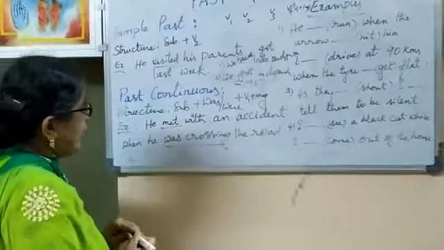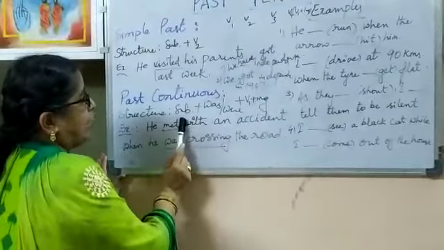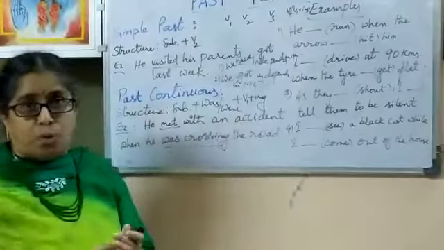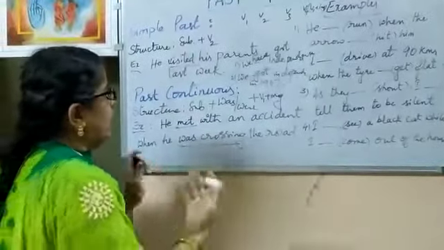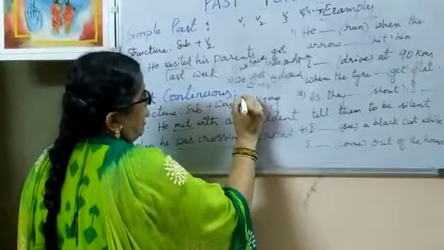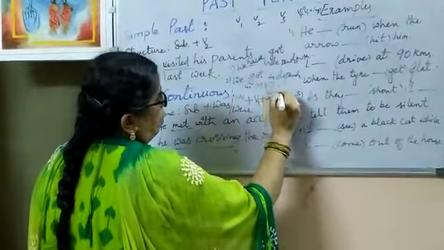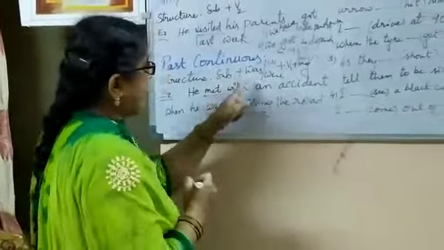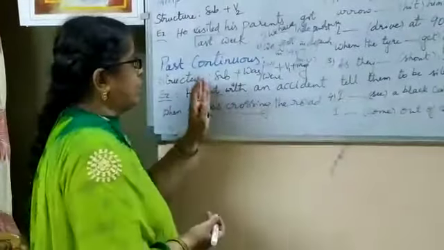Now, past continuous structure is subject plus was or were plus V1 plus ing form. As all of you know, this was or were is called a helping verb. This one is called the main verb. Got it? And this helping verb changes according to the subject.